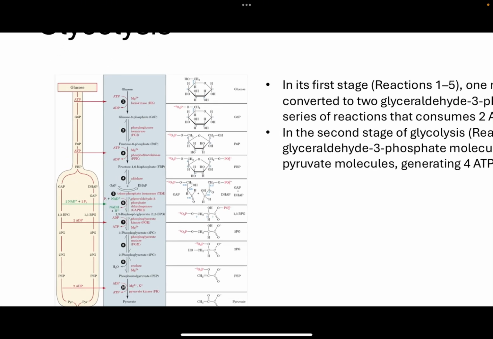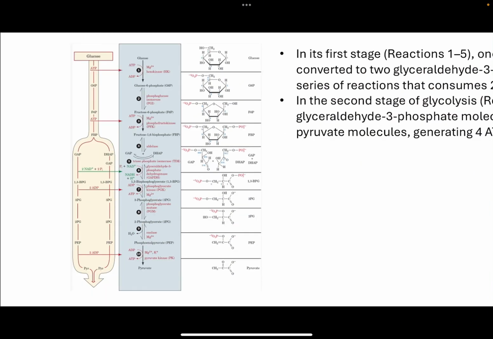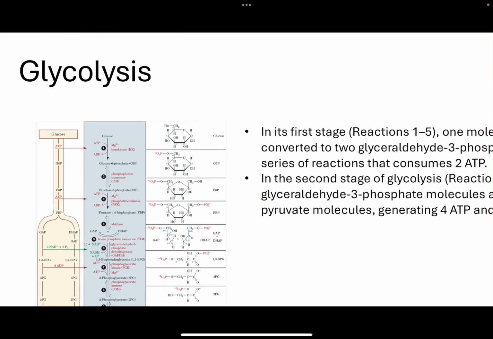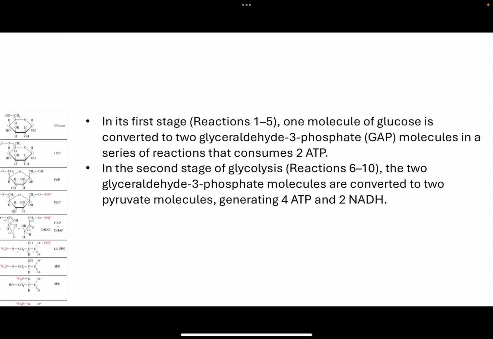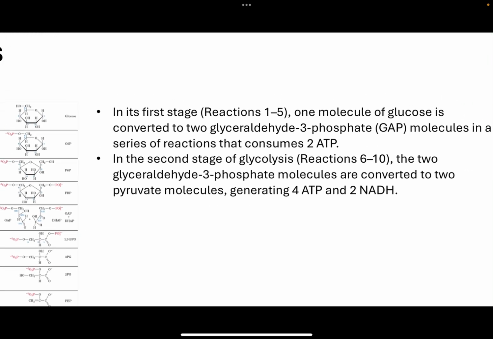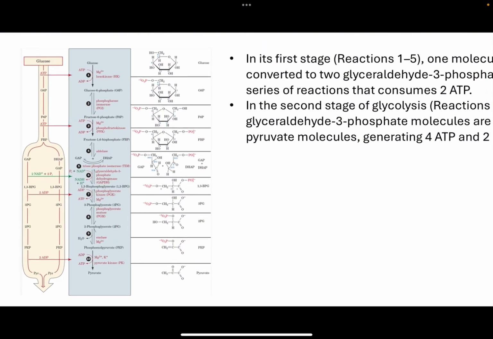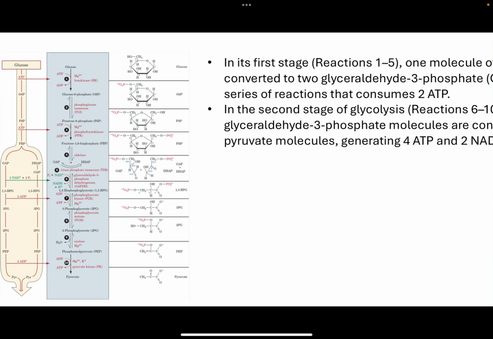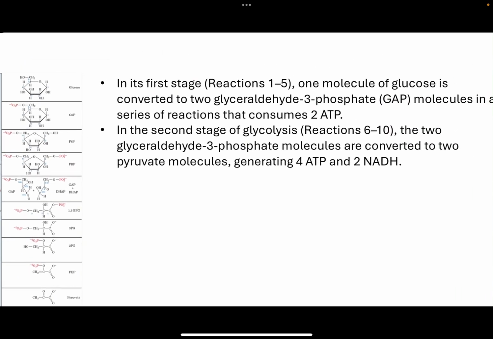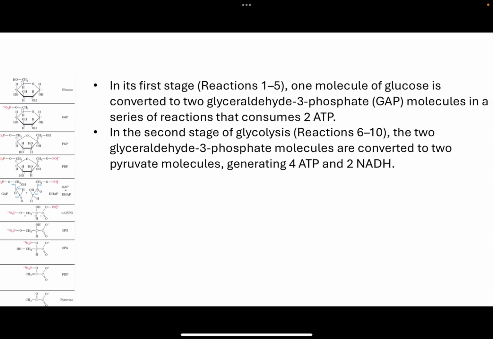Once glycolysis is complete, the pyruvate molecules produced are transported into the mitochondria. This shows us the two stages of glycolysis. It shows the first stage, which is reactions 1 to 5, and the second stage, which is reactions 6 to 10.